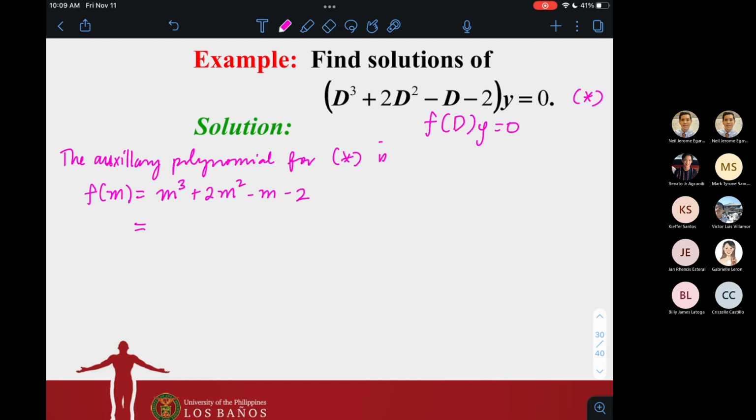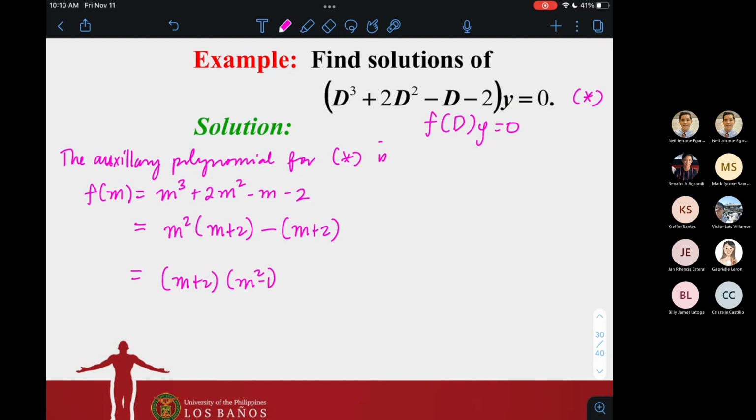I can do factoring by grouping. I can group the first two terms, factor out the common monomial factor, which is m squared. May matitira na m plus 2 minus, sulat ko lang to na m plus 2. Alright? Magkagrupo naman yung third and fourth terms. And then the two groups has a common factor, m plus 2. So I can factor out the m plus 2 from the two groups. We'll have m plus 2 times m squared minus 1.